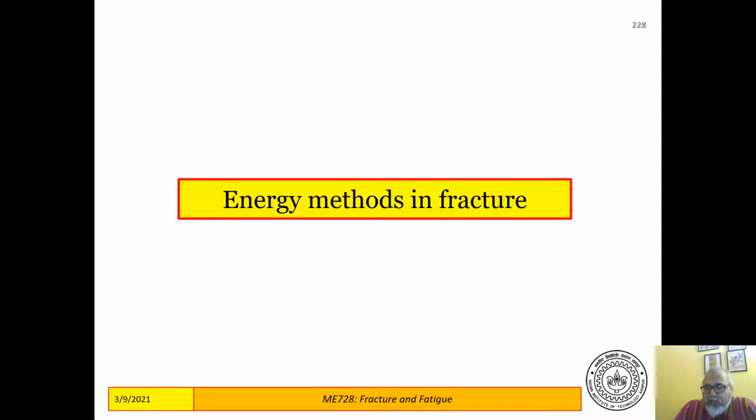So now we are going to look at fracture with slightly different eyes. We are going to look at energy methods in fracture. The ideas that we are going to talk about were due to Griffith, given exactly 100 years ago in a seminal paper in 1921. We are going to talk about it in a more formal way than Griffith did, but the ideas more or less are exactly the same as he fleshed out in his paper.